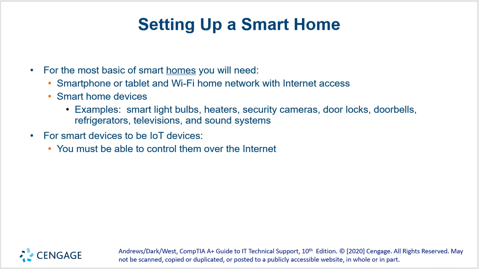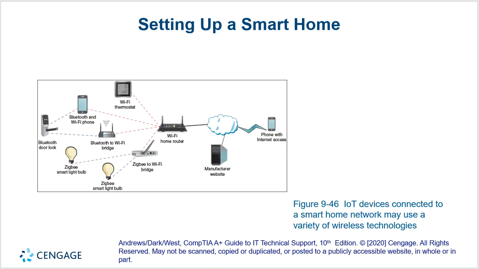So for smart devices to be Internet of Things devices, you must be able to control them over the internet. So this is an example of a smart home network. You've got your Wi-Fi router, and then you can connect to your other devices, and then you'll have one for Zigbee or Z-Wave to connect to those smart devices.